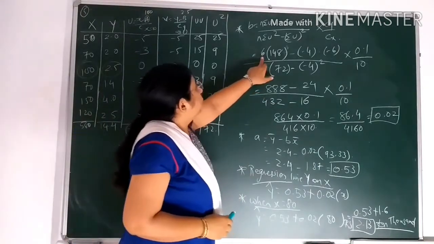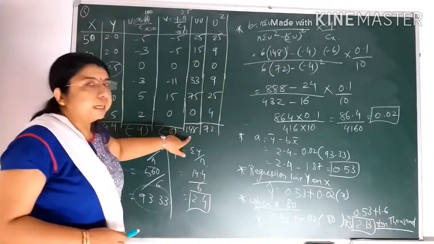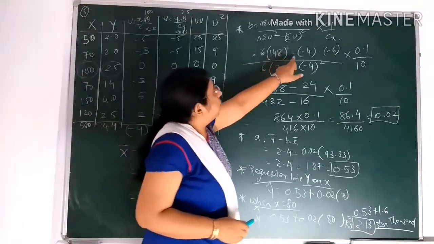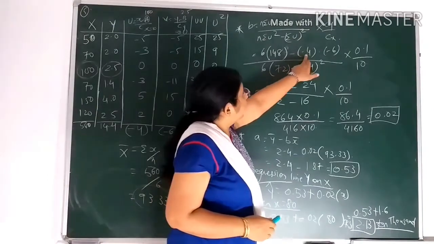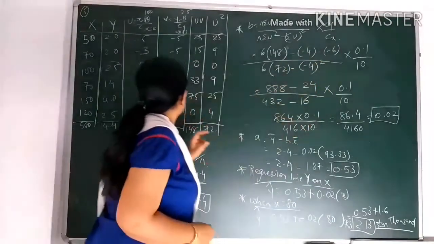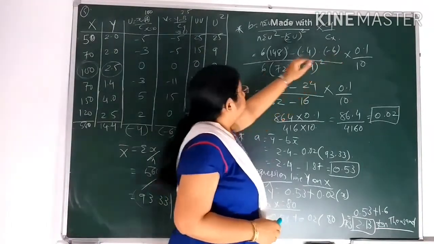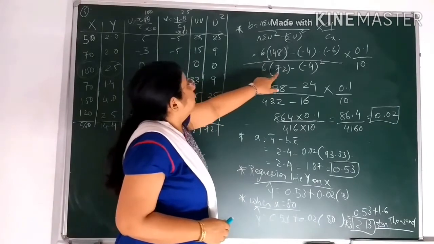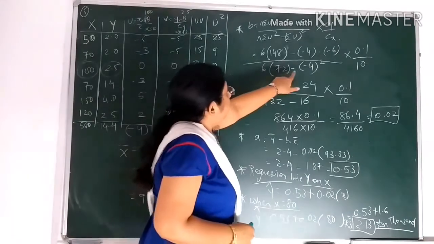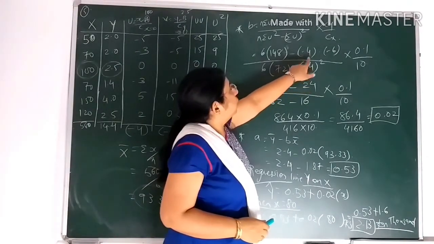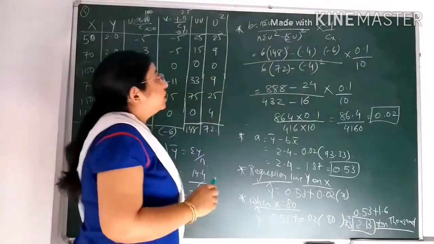So n value that we are knowing, that is number of observations that is given to you, 6. 6 into sigma uv, total of sigma uv, that is 148. So 148 minus sigma u, total of u, that is negative 4. So minus 4 into sigma v. What is the total of v? That you can see, that is negative 6. So into negative 6. In denominator, upon 6 into bracket sigma u square, so total of u square, that is 72. So into 72 minus sigma u whole square. Sigma u total, u's total, that is minus 4. So minus 4 square. Multiply by cy upon cx.